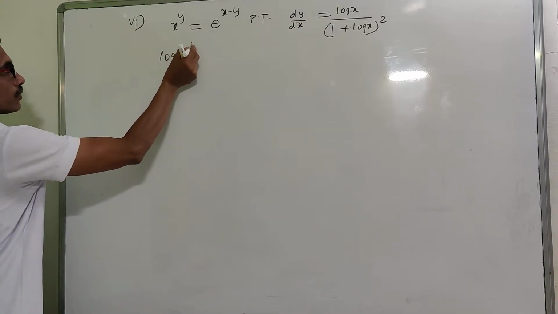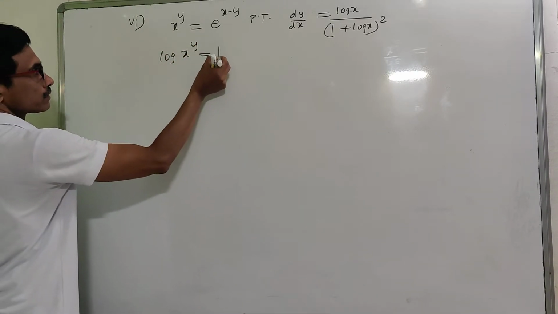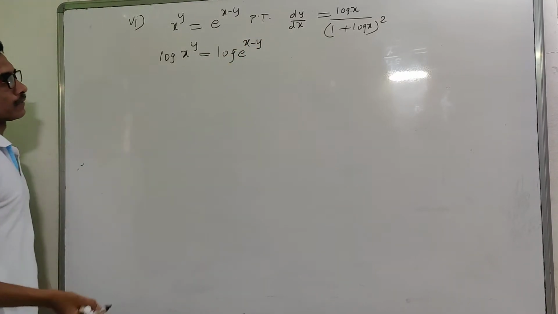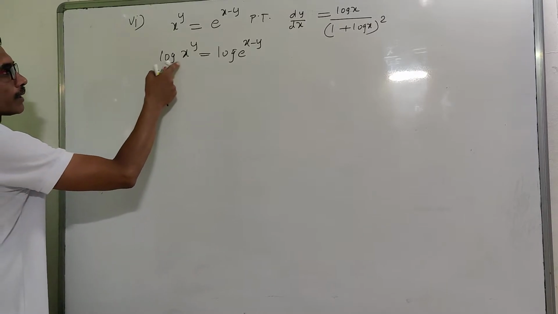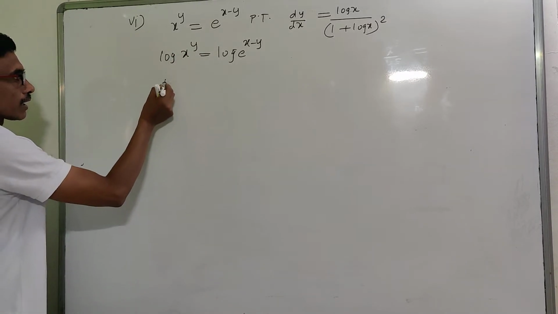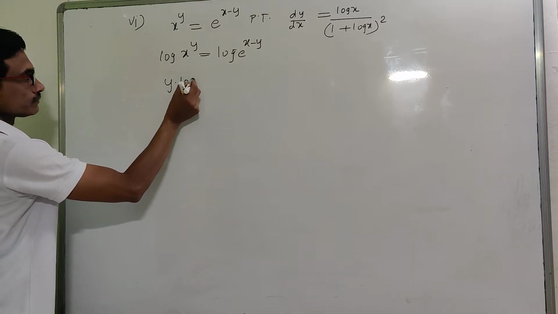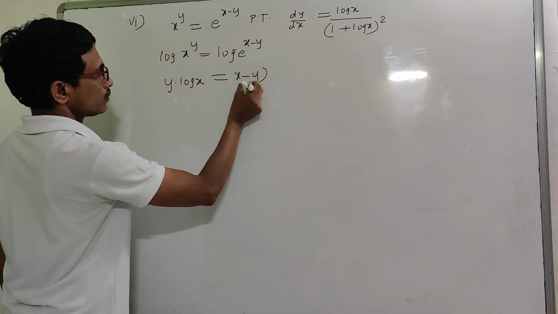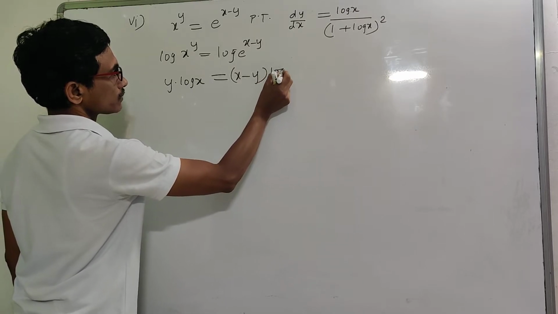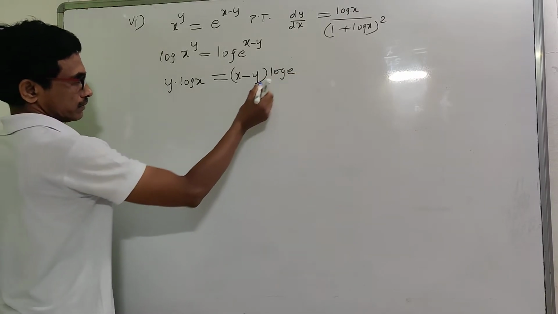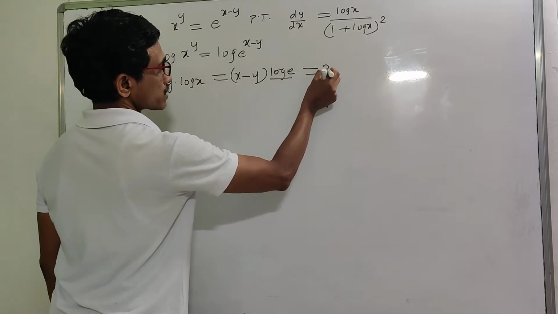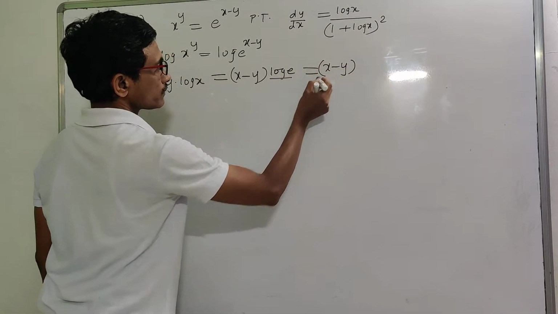log x raised to power y is equal to log e raised to power x minus y. Now log of x to the power y is y into log x. Right hand side is x minus y into log e. Log e is 1, so this can be simplified as x minus y only.